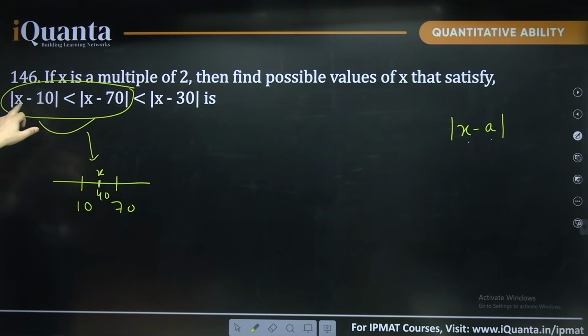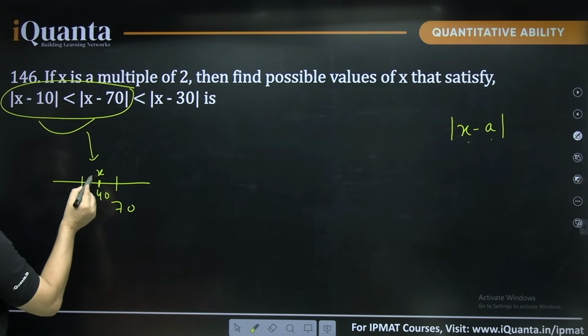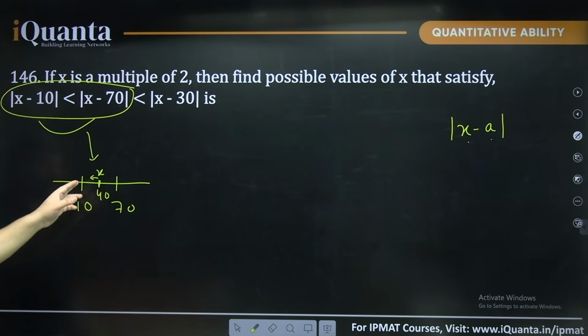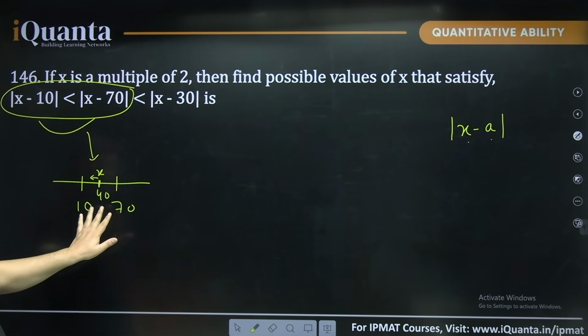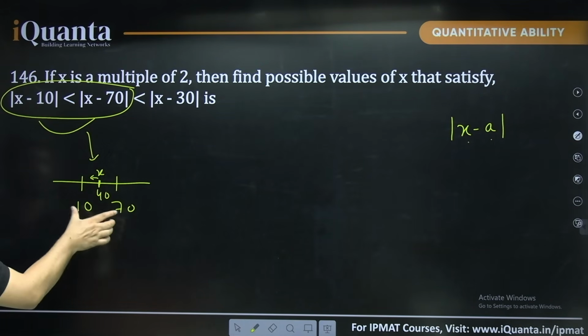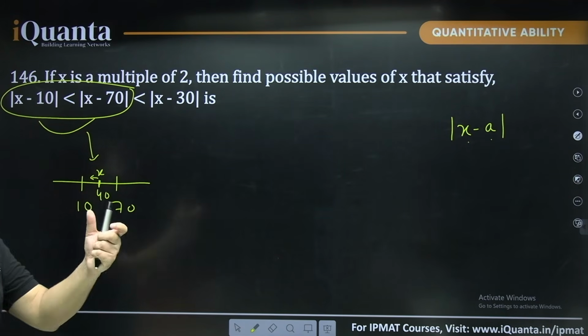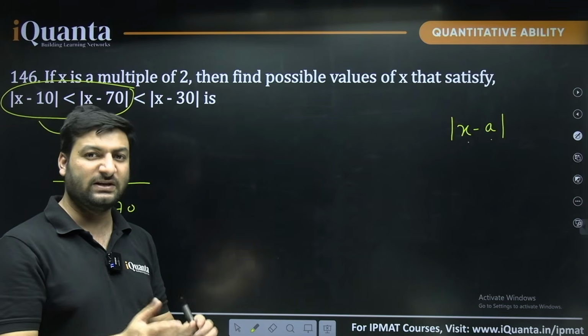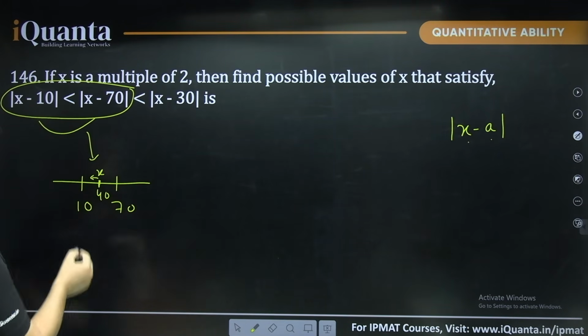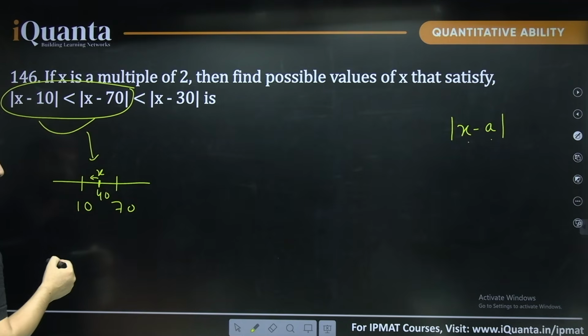We want the distance of x to be less from 10 and more from 70. Less from 10 means this x should be towards 10, close to 10 rather than 70. Look at this again, 10 and 70 are the critical points of these moduli. What is the critical point in a modulus? The value of x at which the value inside the modulus becomes 0. So exactly between 10 and 70 we have 40.